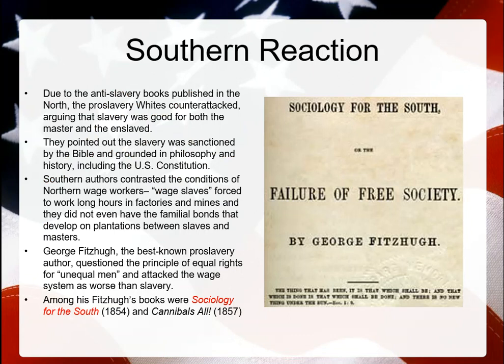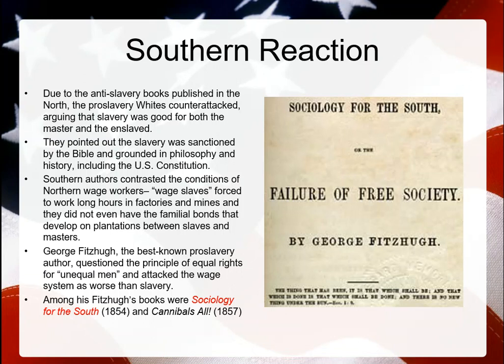The South's reaction to all this: they're going to look at this idea that they're not going to get along. They're going to argue that slavery is a good thing and that there's a good relationship between master and enslaved. The South is going to point out that, through their interpretation, slavery is sanctioned by the Bible and grounded in philosophy and history, including the U.S. Constitution.